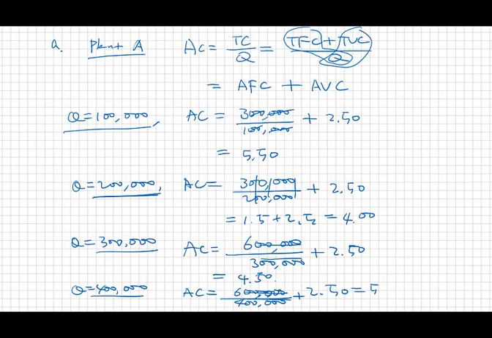So you have 500. This one is not 500. This one is 15. So you have $4 average cost when you produce 400,000 units. That's for question A. Question B.